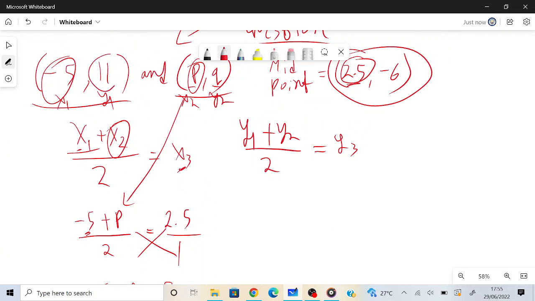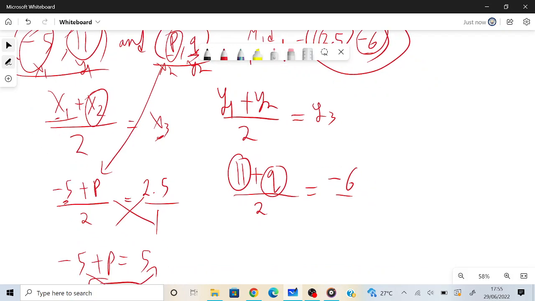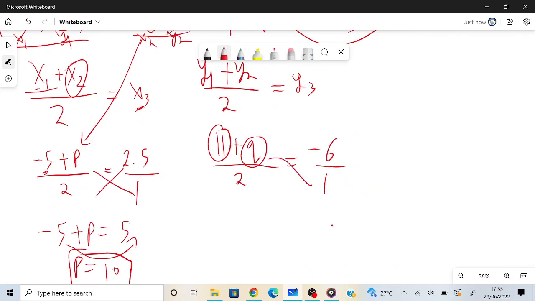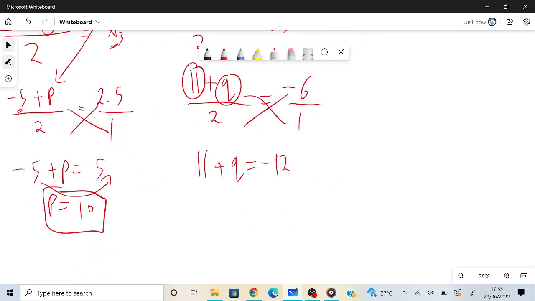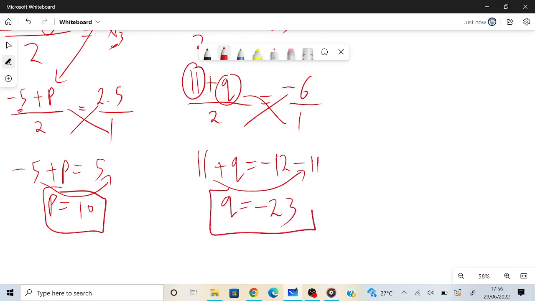Again, our y1 is 11, our y2 is q, and your answer should be minus 6. So substituting the values again, we have 11 plus q over 2 equals minus 6. Minus 6 again, because that is your final y coordinate of the midpoint. The q is your y2, and your 11 is simply the y1. Now again, we know this is over 1, so all you have to do is cross multiply and solve for q. Cross multiplying, you have 11 plus q equals minus 12, because 2 times minus 6 is minus 12. And then solving for q, q is minus 12 minus 11 because the 11 goes to the other side and becomes negative, and this is nothing but minus 23. And that is your final answer.